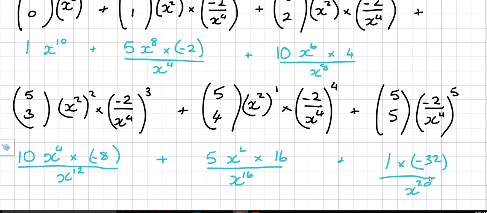Now simplify. This takes so long. So let's simplify these. So that would be gone. So this would become a 4. This would be gone. That would make a 2. This would be gone. That would become an 8. This would be gone. That would become a 14. We've got that.